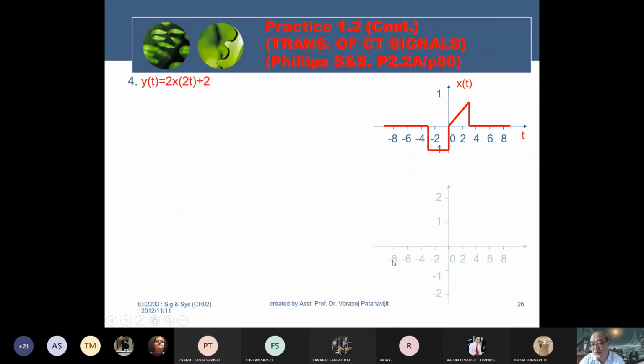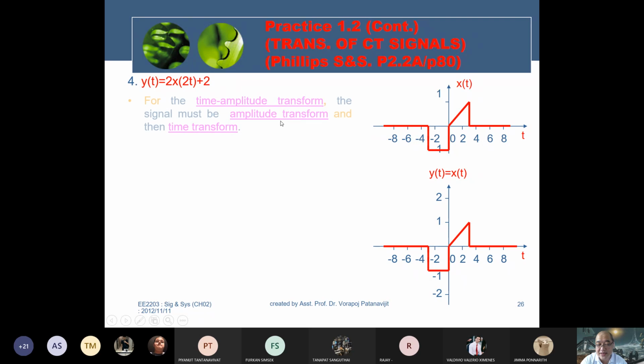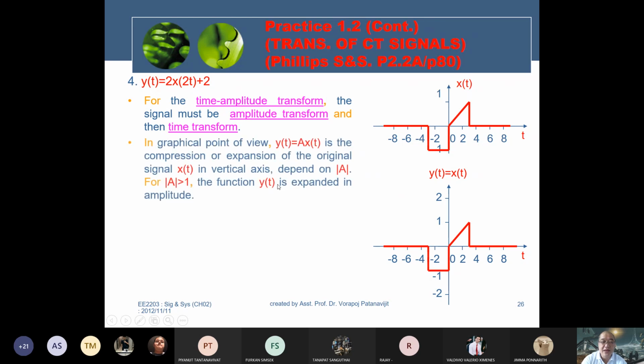The last one is a little bit more complicated than the previous. The first 2 represents amplitude scaling, the second 2 represents time scaling, and the last 2 represents amplitude shifting. If you must take both the amplitude transform and the time transform, you must take the amplitude transform first. The signal must be amplitude transformed first and then time transformed later.